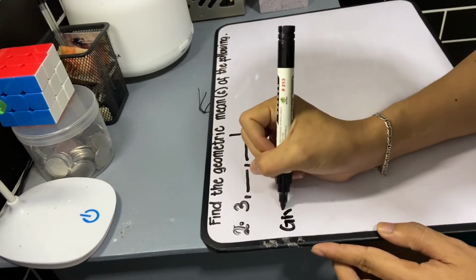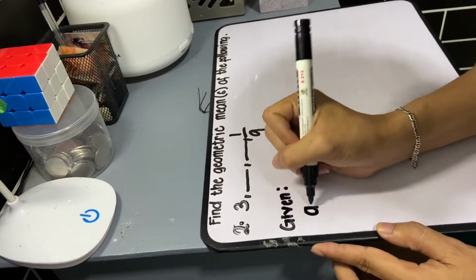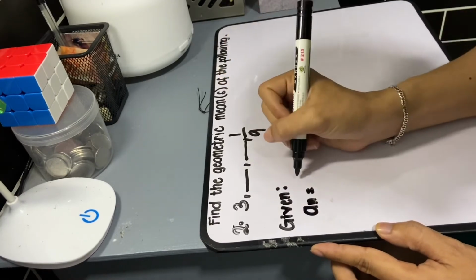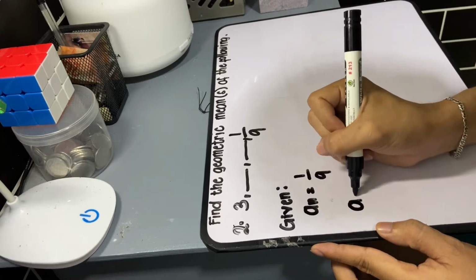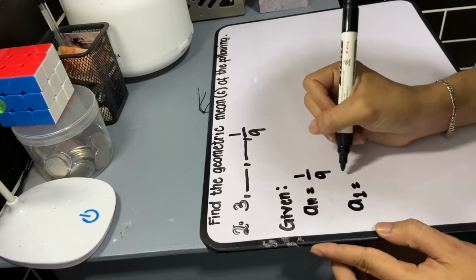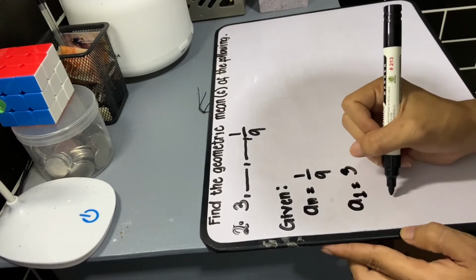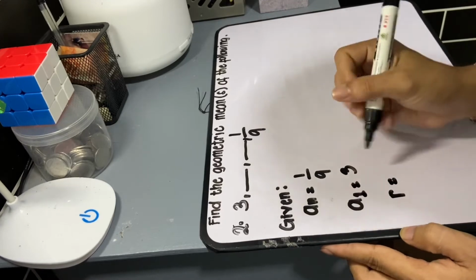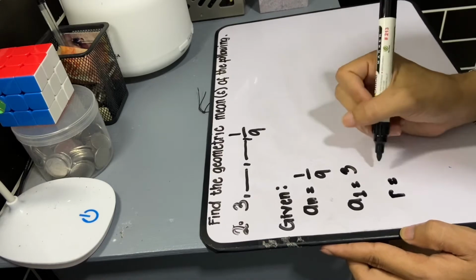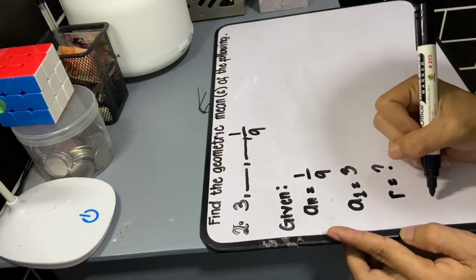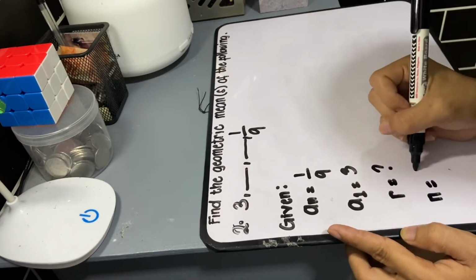Write the given first. The value for E sub n is equal to 1 over 9. And the value for E sub 1 is equal to 3. And the value for R is none. Of course, there is no value for the common ratio since we are solving first the value for the common ratio, that is a question mark. And the value of n is 4. We have 4 terms.